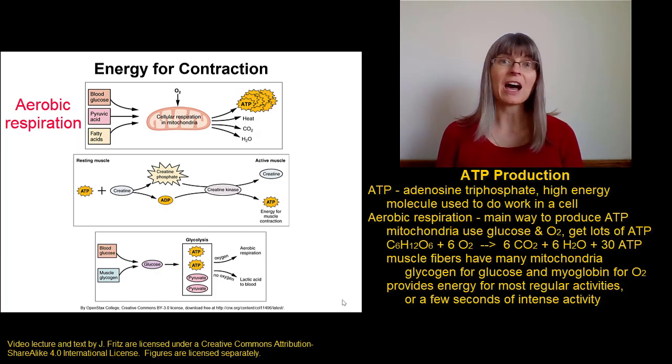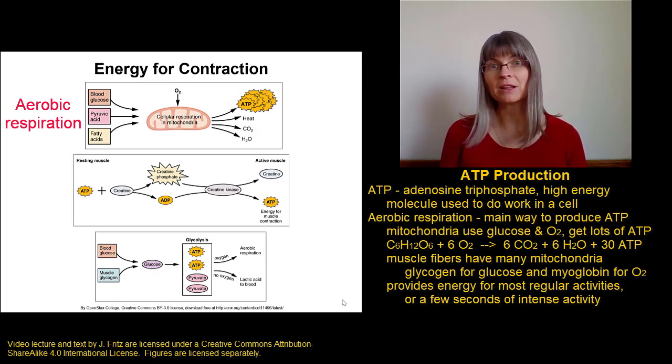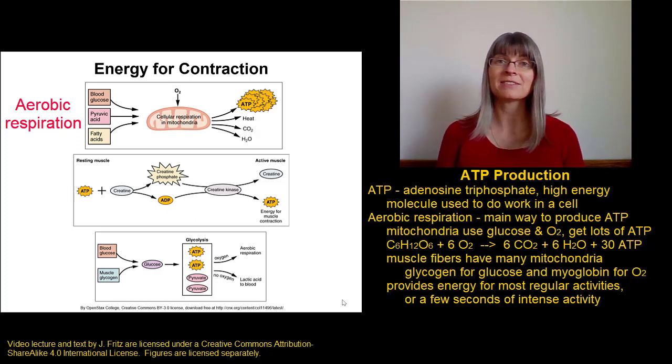We also have plenty of oxygen that's stored in muscle cells. There's a special molecule inside your muscle cells called myoglobin that binds to oxygen and stores it to be used later. So we have a lot of myoglobin inside the muscles to store oxygen. So between the glucose stored as glycogen, the oxygen on the myoglobin, and the mitochondria, your cells have everything they need to carry out aerobic respiration to make lots of ATP.